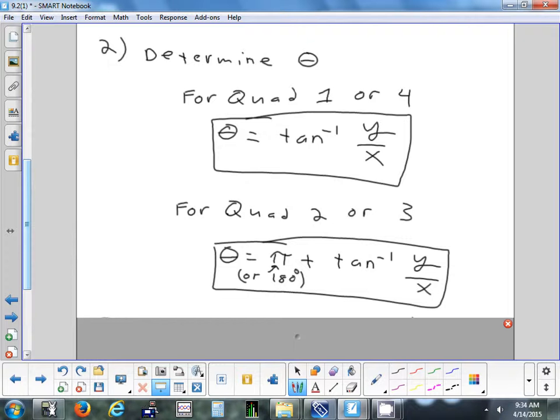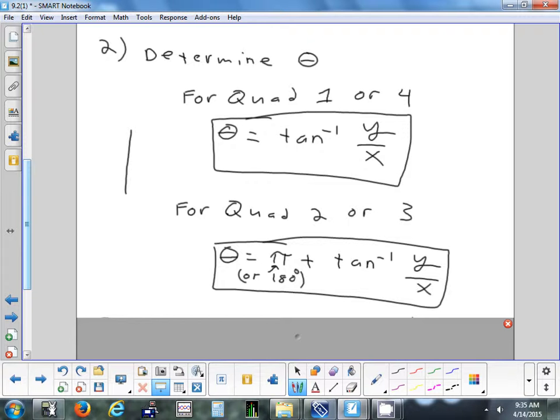But that still doesn't cover everything that could happen. Where else could my angle be, besides quadrants 1, 2, 3, or 4? Yeah? On the vertical axis. Okay, it could be on the y-axis, which is especially a problem to use this formula. Where else could it be? Yeah? The x-axis. The x-axis.